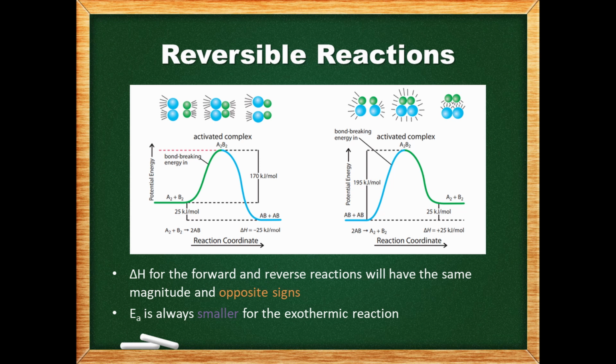Under certain conditions, many chemical reactions are reversible. The potential energy diagrams for a forward and reverse reaction are mirror images of one another. Delta H for the forward and reverse reactions will have the same magnitude and opposite signs. The activation energy is always smaller for the exothermic reaction, as we can see from these graphs.